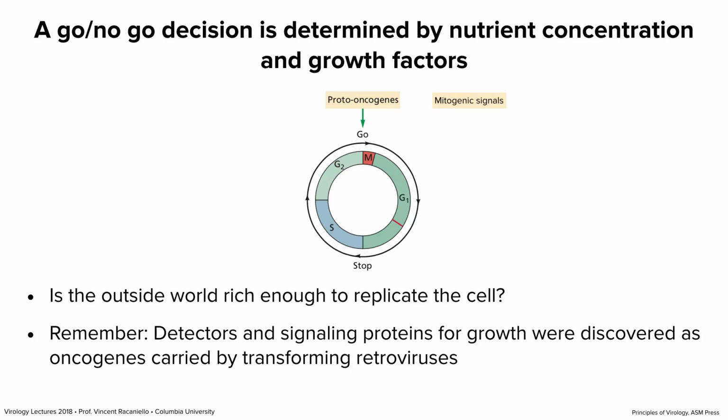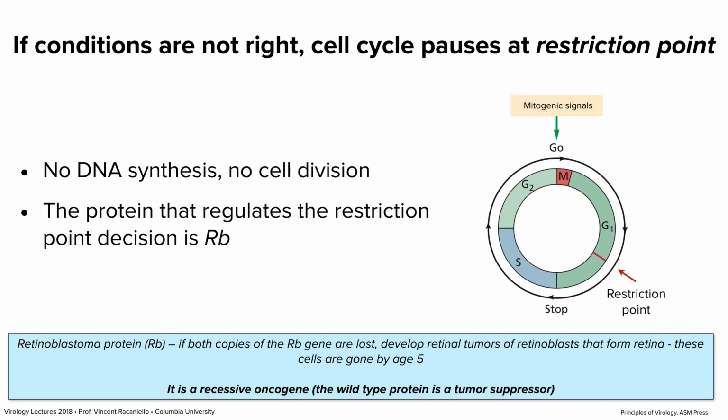This second restriction point, shown by the red line, is governed by cell proteins which ask, are conditions right in order to make DNA? Are there enough nutrients around? Are other conditions right? And you'll see what some of those conditions are. So even if the proto-oncogenes, the mitogenic signals discovered by RNA tumor viruses, get the cell through mitosis, it's going to stop here unless the external environment, and as you'll see, unless the nuclear environment is the right one as well. So what am I talking about here?